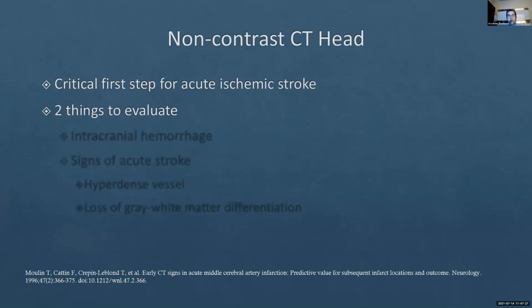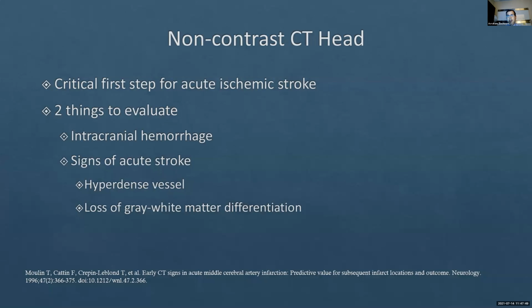Okay, so non-contrast CT head. What is this? This is the first critical step to evaluating acute ischemic stroke. And we're looking for two basic things. Are there signs of a bleed, a hemorrhage? And are there signs that the patient is already undergoing an acute stroke? There's two things we talk about there.